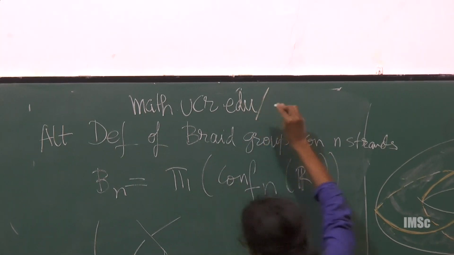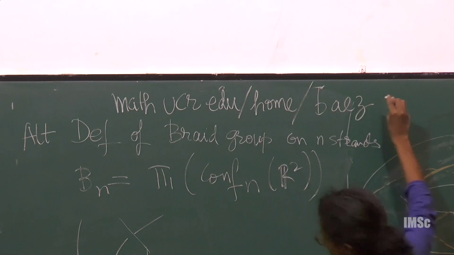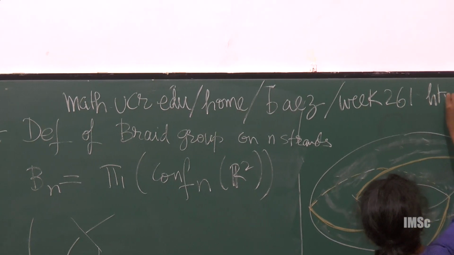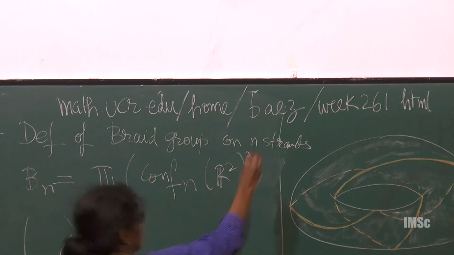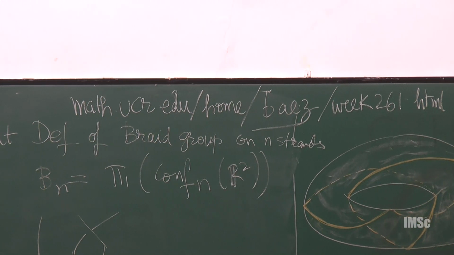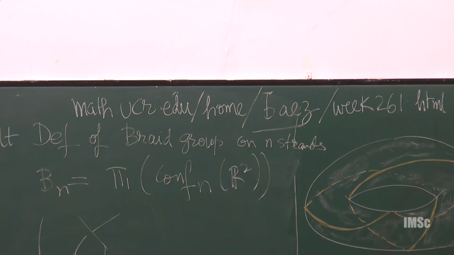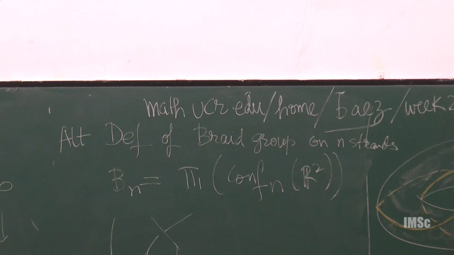math.ucr.edu/home/baez, that's a mathematician, week261.html. If you just search for braid group trefoil Baez, this is the crucial thing, the name of this guy. He puts out lots of interesting mathematical nuggets, and this is one of them. This is totally accessible with the math you know. You can go read this, and if you like it, you can also read more of his stuff. It looks like every week he puts out something like this. So yeah, I'll stop here.